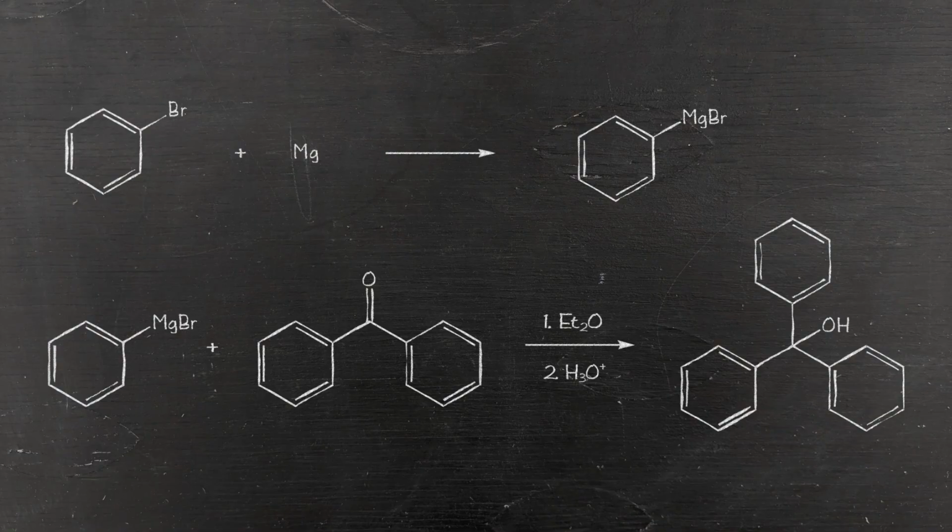And there is another way to use Grignard reagents to generate a tertiary alcohol, and that is to react them with ketones. In this example, we use bromobenzene to form our Grignard reagent, which is then mixed with benzophenone in anhydrous ether, after which the reaction solution is acidified, giving triphenylmethanol as the final product.